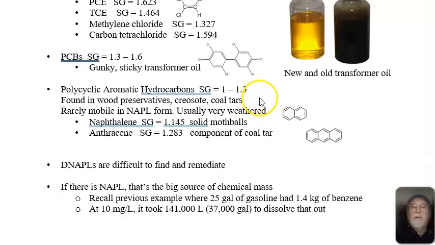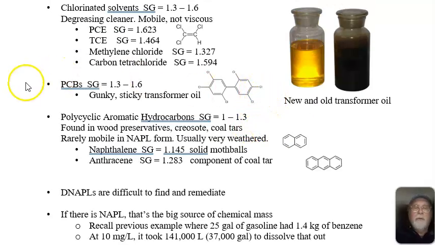Polyaromatic hydrocarbons. That's what I deal with a lot these days. Those come from wood preservatives, creosote, coal tars. So in Pennsylvania here, we have a lot of old manufactured gas plants where they got oil and then they boiled it and they made gas before natural gas got used a lot. And the waste and pollution from that, you get a lot of polyaromatic hydrocarbons. This gunky stuff.